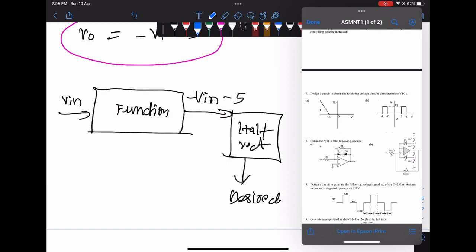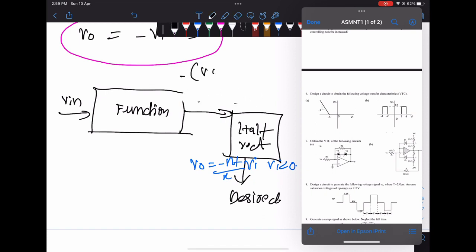Before the half-wave rectifier, you can see from the theory of the half-wave rectifier, there is a negative sign in it. So we already have a negative, and we are getting another negative from the half-wave rectifier. So the output will be just Vin plus 5. So it's better to avoid the negative in the customized function we make earlier, since the negative from the half-wave rectifier will balance it. So our customized circuit should produce Vin plus 5 instead of minus Vin plus 5.